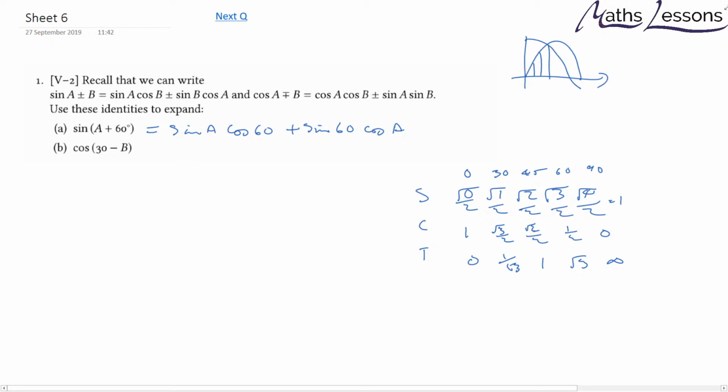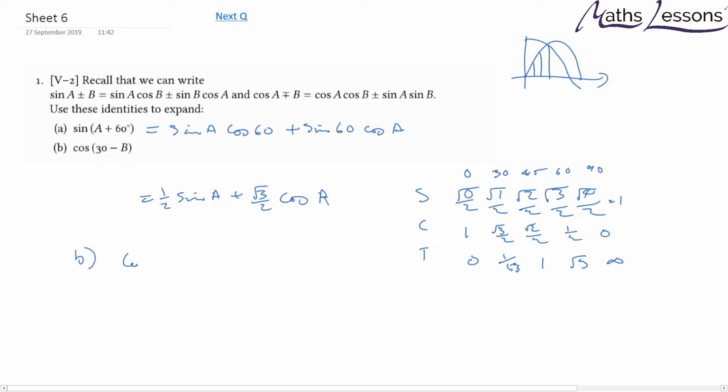So cos of 60 is equal to half, so it's going to be equal to half sine of A. And then we've got sine of 60, which is root 3 over 2. So we've got plus root 3 over 2 cos of A for part A.